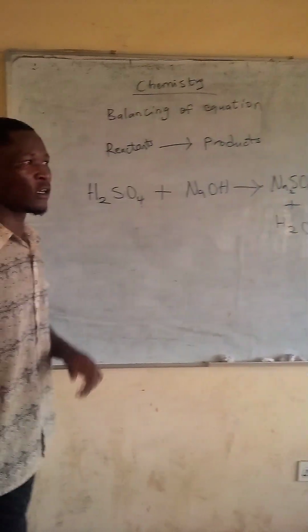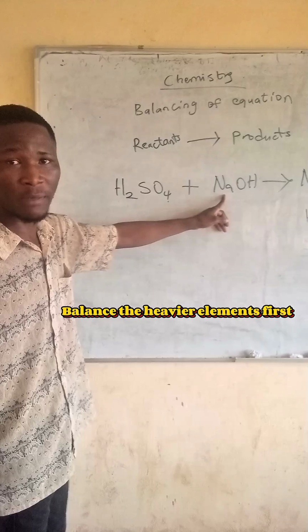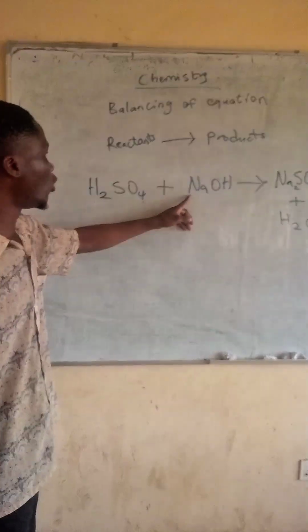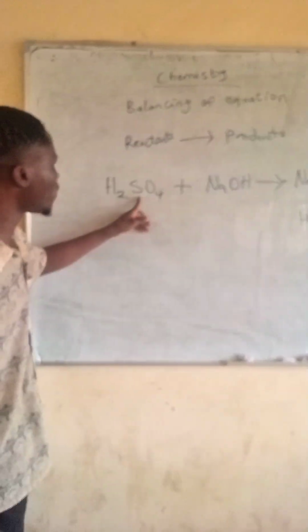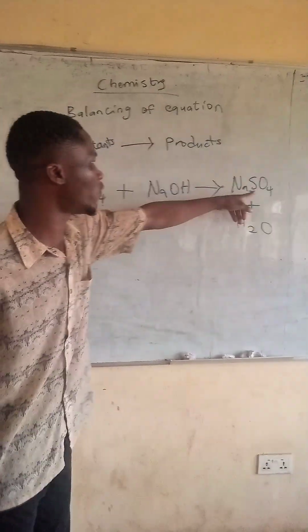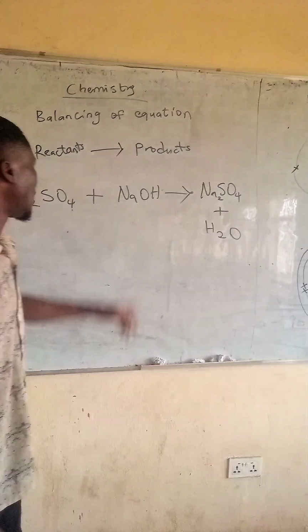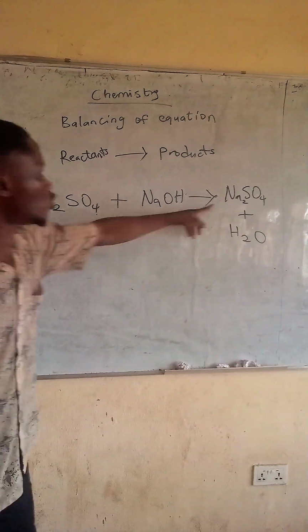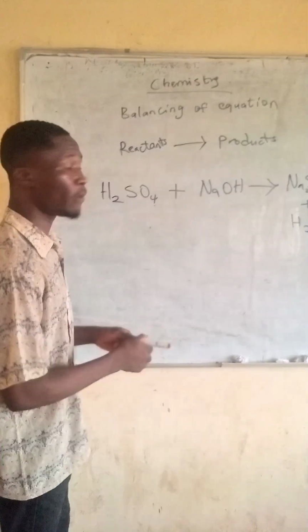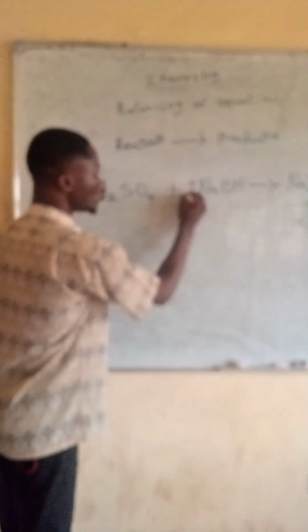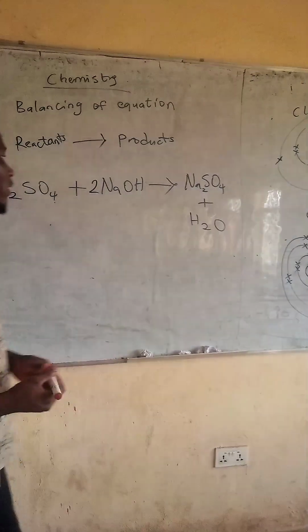Nevertheless, when balancing an equation, you start balancing from the heavier element. The heavier element we have here is sulfur. How many sulfur do we have here and how many here? Sulfur is 1 here, sulfur is 1 here, so it is balanced. Then we'll move to sodium. Sodium is 2 here, whereas sodium is 1 here. So we'll balance by changing the stoichiometry to 2, so that sodium can be 2 here and sodium can be 2 here.